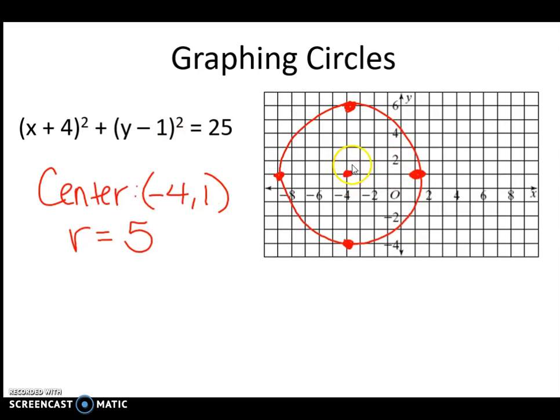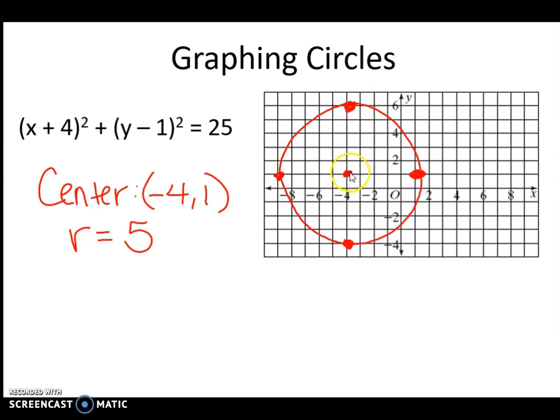So just put a dot. Everybody do that on your paper. Put negative 4 and 1, put a dot there. And then from here to here, the distance from the center will be the same. If you have 25, the square root of 25 is 5. So from here, go 1, 2, 3, 4, 5, and put the dot. That is your radius.